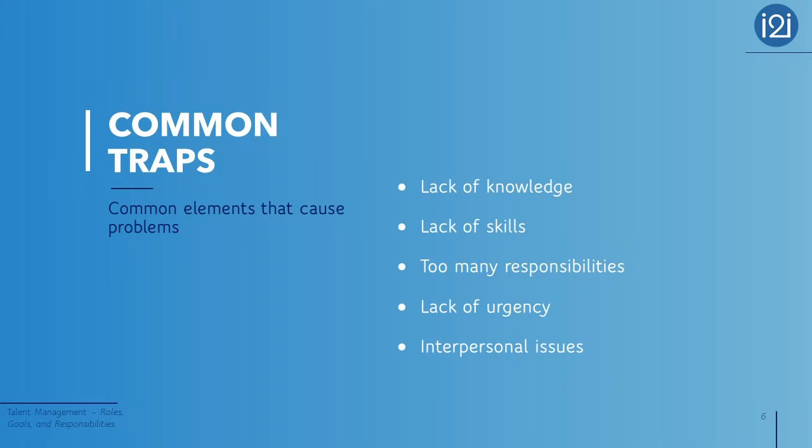Oftentimes, team members overcommit when they are already over capacity, so make sure that they have the ability to get the job done. Lack of urgency. What's important to you as a manager or supervisor may not be important to others on the team. So make sure that everyone is on board and has the same ideas about the importance and the urgency. Be open and honest about your need for commitment and allow those that do not believe in your project to opt out.